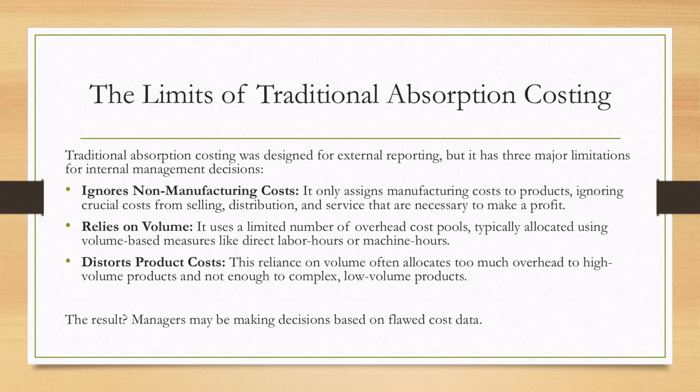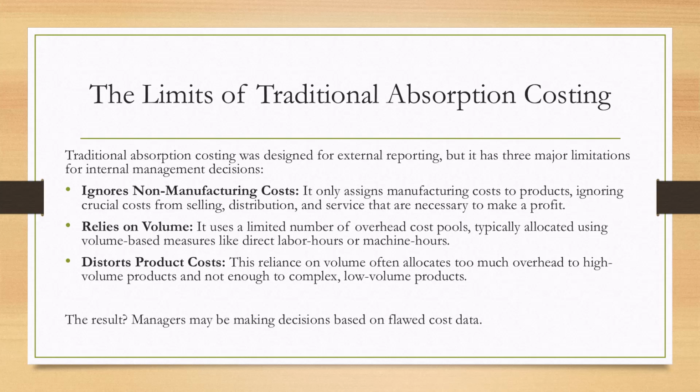Traditional absorption costing, while necessary for external reporting, has 3 significant limitations when used for internal management decisions. First, it ignores non-manufacturing costs. It only assigns manufacturing costs to products, overlooking crucial expenses from selling, distribution, and service that are obviously necessary to generate a profit. Second, it relies heavily on volume.